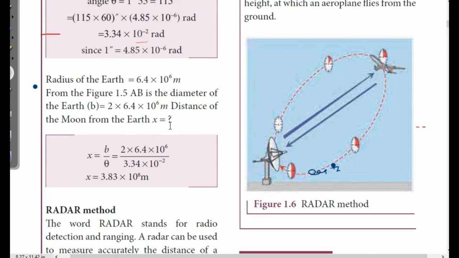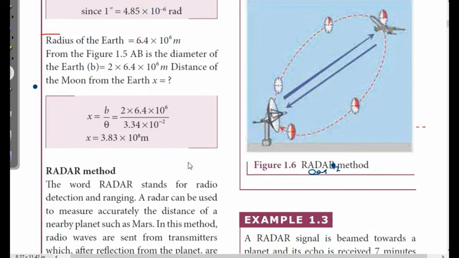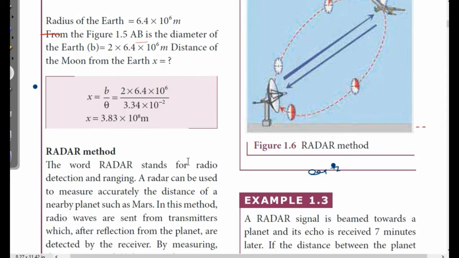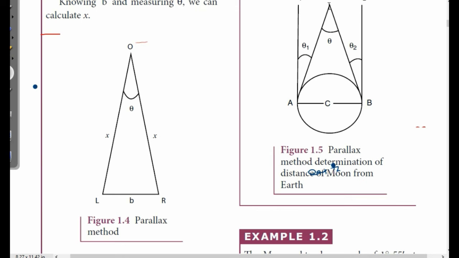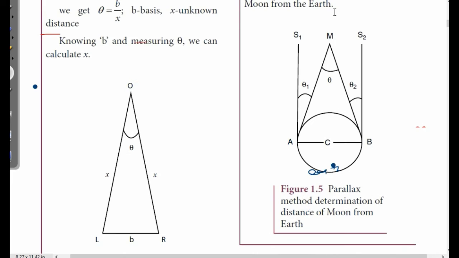So when we calculate the distance, X is equal to B, the diameter of the earth, divided by the angle which we got by the parallax method. Finally X is equal to 3.83 into 10 to the power 8 meter. This is the X we are talking about, the distance between the moon and the earth.